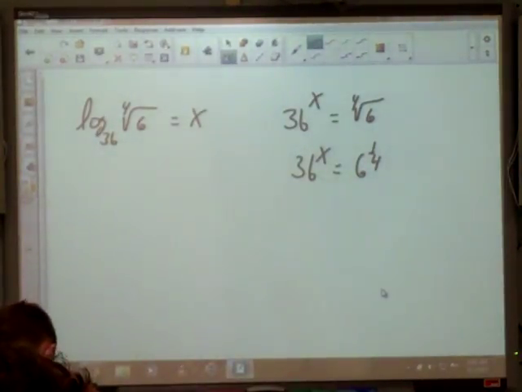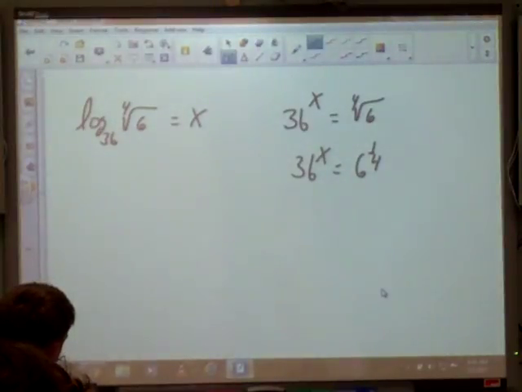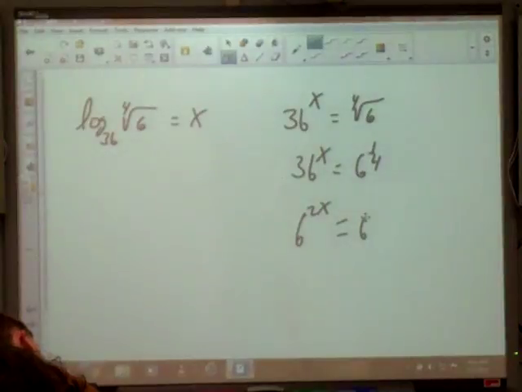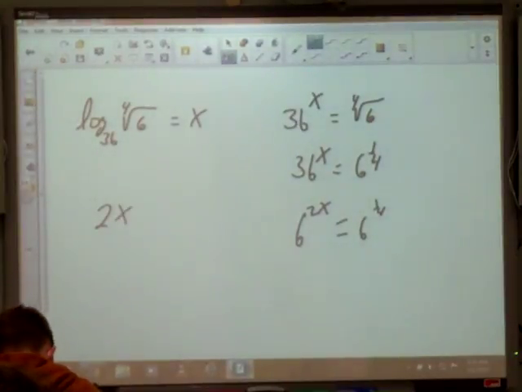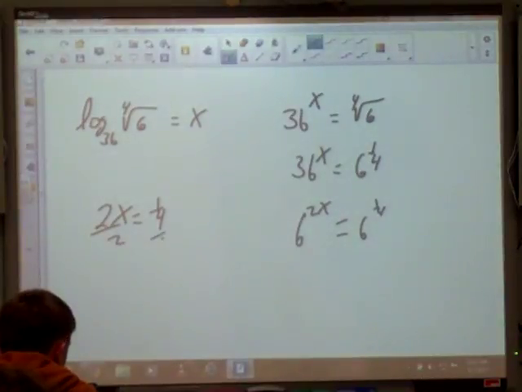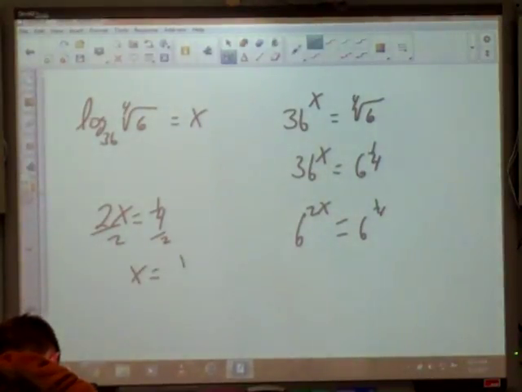This is like yesterday's stuff. 36 and 6 share a base. I could rewrite that with a base of what? 6. 36 is 6 squared. And it's got an x up there, so I put that x back. This 6 to the 1/4, I don't have to change it. It just stays 6 to the 1/4. Good. Now, just like on the bell ringer, 6 equals 6, so we just set our powers equal to each other. Divide by 2. 1/8 is correctamundo.